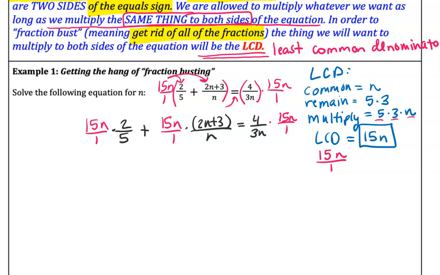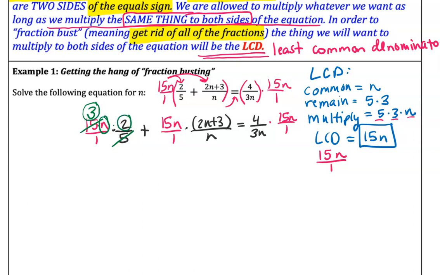So notice, for example, here with the 5 in the denominator and the 15, there's a common factor of 5. So I can divide that out. All of these things are connected with multiplication. So I can divide the 15 and 5, and I'd be left with a 3, an n, and a 2.